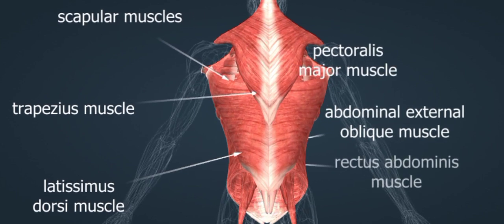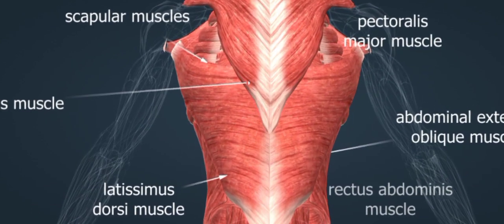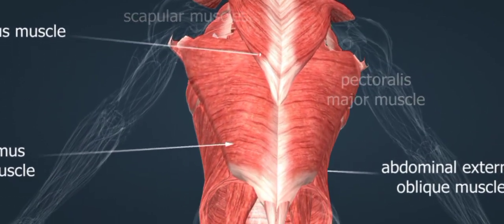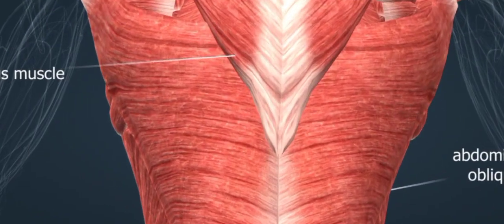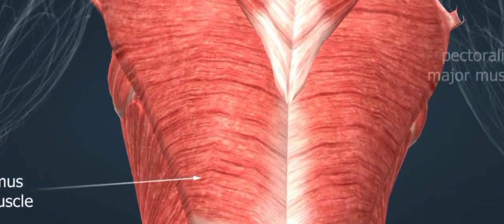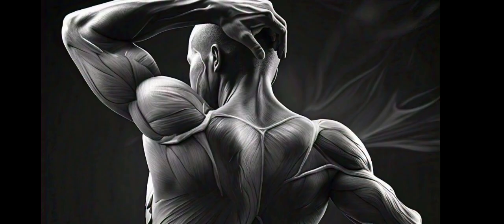It plays a key role in various movements of the upper body, particularly those involving the arms. Its primary functions include, number 1 is, arm extension. The latissimus dorsi helps extend the arm backward, such as when pulling something towards the body or reaching behind you. Number 2 is, arm adduction.